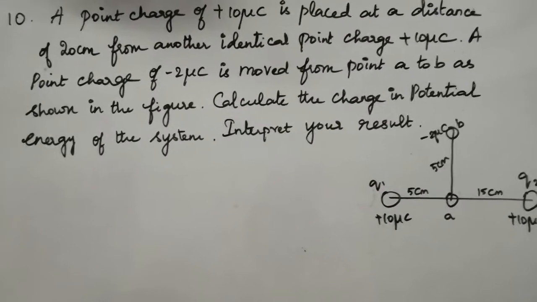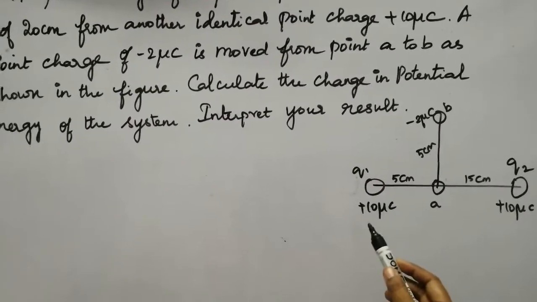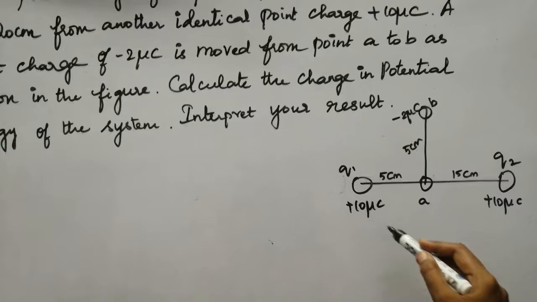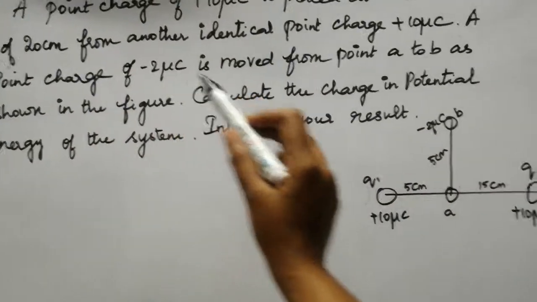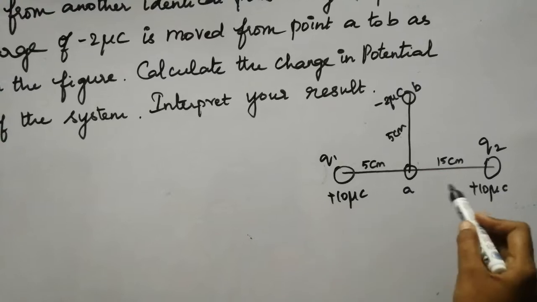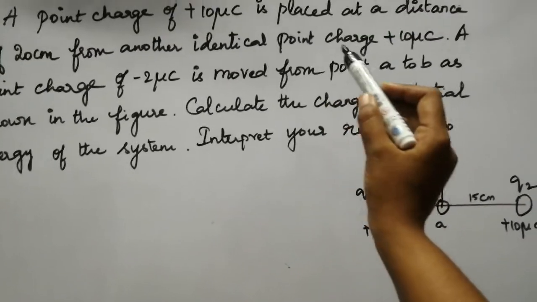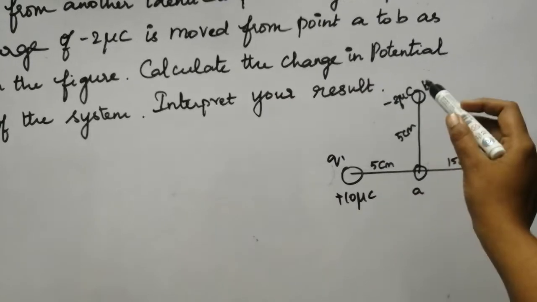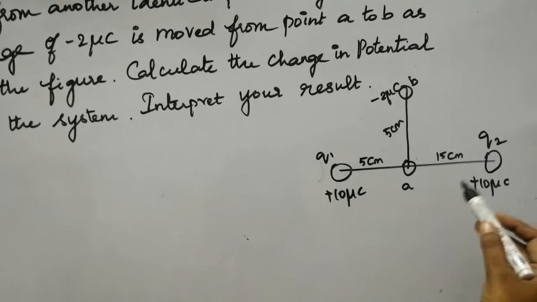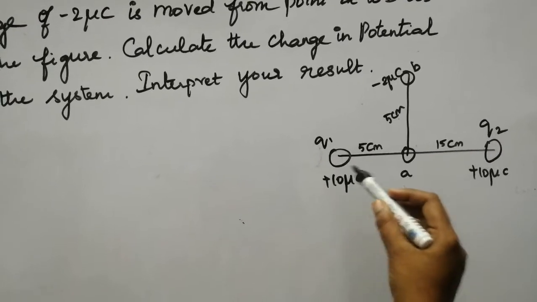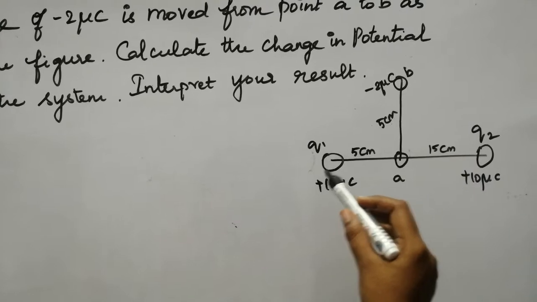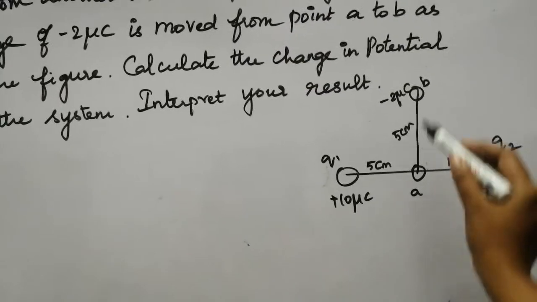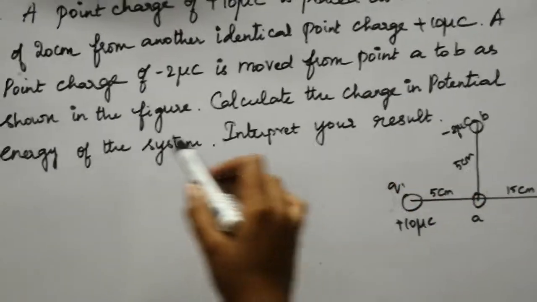So they have given the diagram here. See that one point charge is 10 microcoulomb and the other point charge is 10 microcoulomb, separated by a distance of 20 centimeter. Another point charge, minus 2 microcoulomb, is moved from the point A to B, and this 20 centimeter is split like this. The distance between A and the first charge Q1 is 5 centimeter, A to the charge Q2 is 15 centimeter, and the distance between A and B is 5 centimeter. This is all given in the figure.